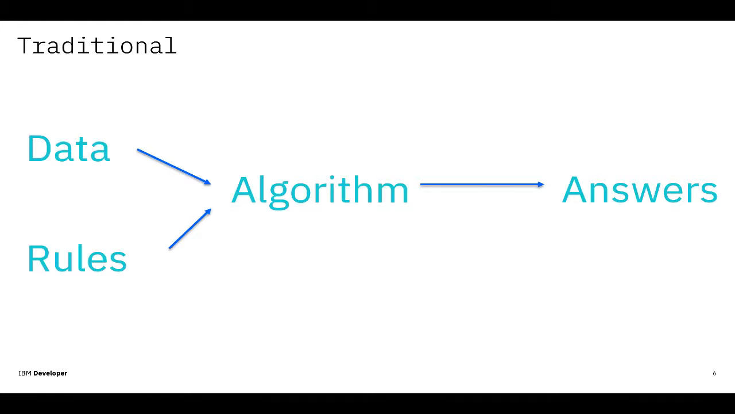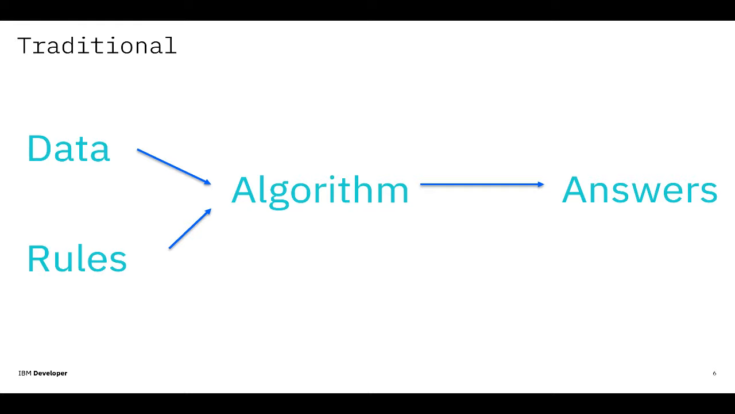let's say we want to make a prediction on something. We want some answers. Well, with traditional programming, we'll take data, and given a set of rules, we will create an algorithm based on these rules. Then we will use this algorithm to get answers. Answers are essentially what we're trying to predict.